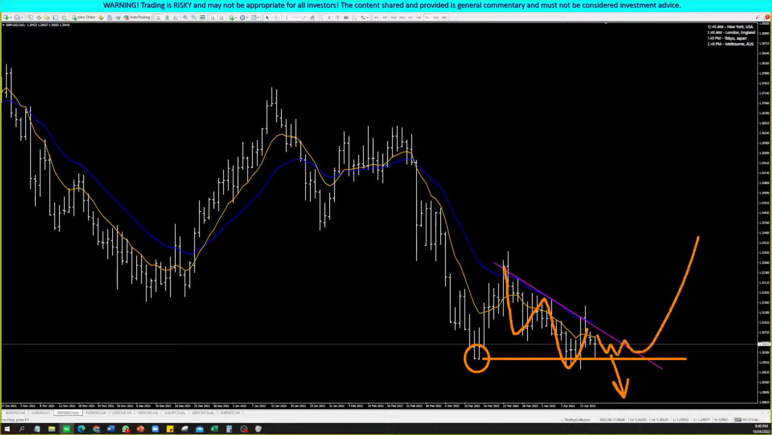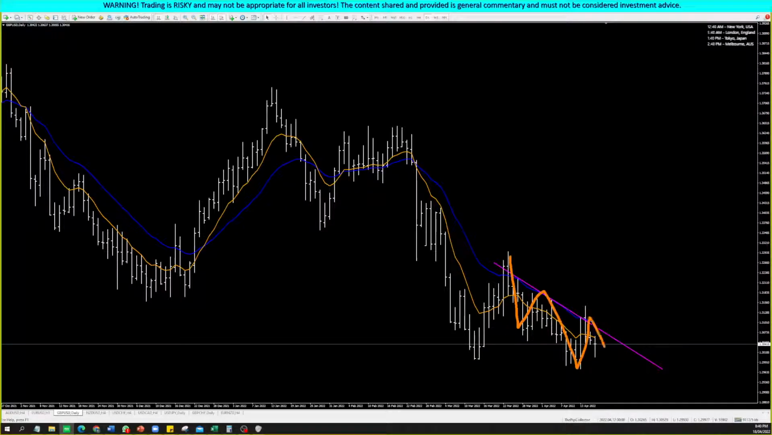Minsan nangyayari naman itong reversal na to. Because if you look at this, it can also be an inverse head and shoulders if that happens. An inverse head and shoulders can be a sign of trend reversal as well, or a reversal of that momentum. So meaning, pag nangyari yon, dito pa naman ako magbabay somewhere here.